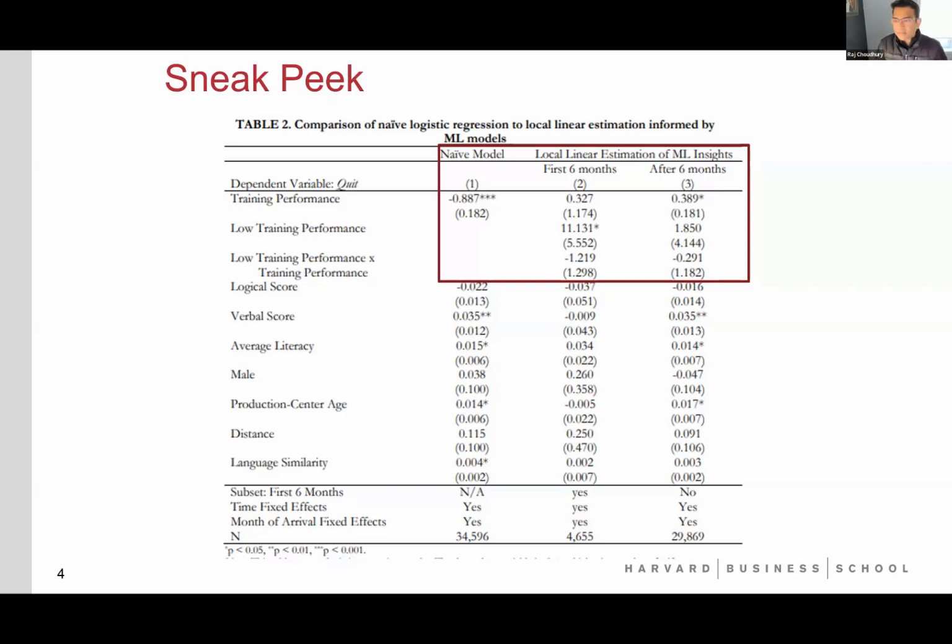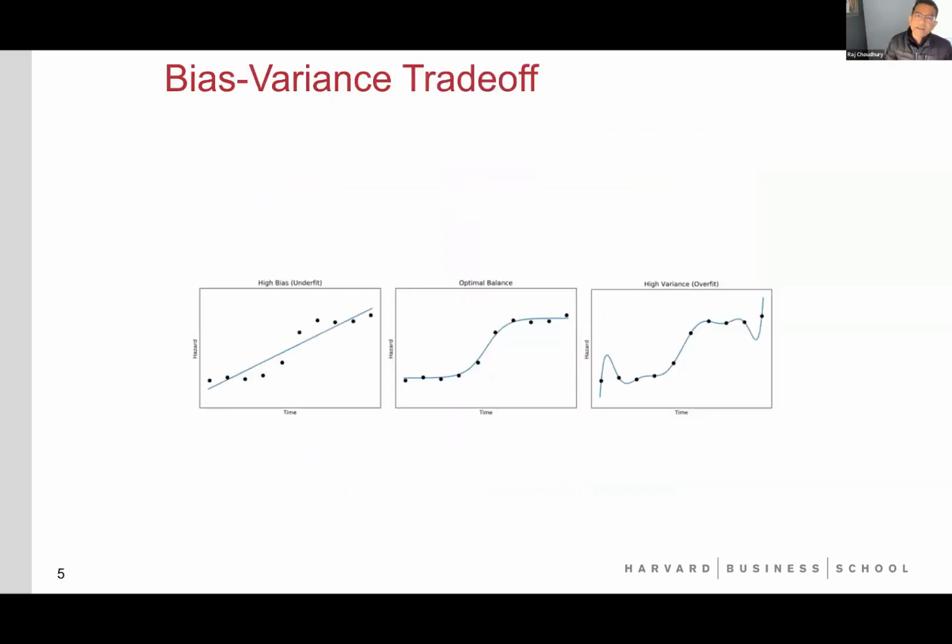Now, that is a completely different deductive proposition compared to training performance leading to more or less probability of leaving ex ante. And so this is the nonlinear pattern, what happens before and after the first 6 months, that goes unnoticed in a very naive regression. And that is what machine learning in our case helped us pick up. Now, how did we do that? So I'm going to jump into the methods themselves.